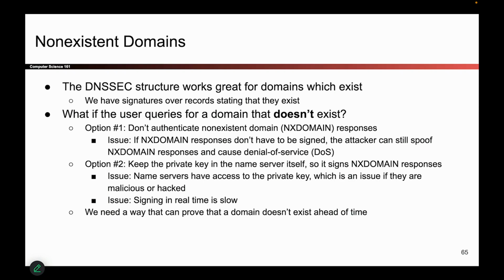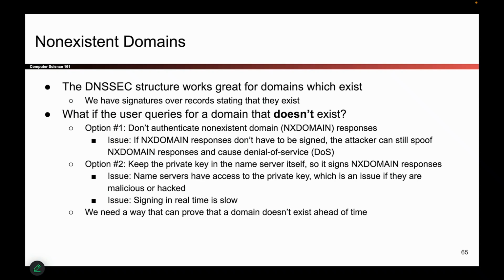When I ask for the IP address of eeks.berkeley.edu, I get an answer, and I'm able to verify that the answer is correct, but hasn't been tampered with. But one edge case we haven't talked about is users querying for domains that don't exist.